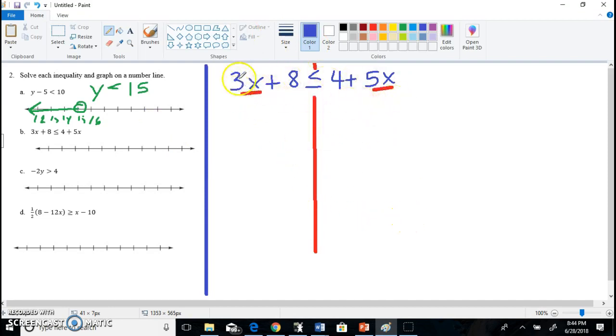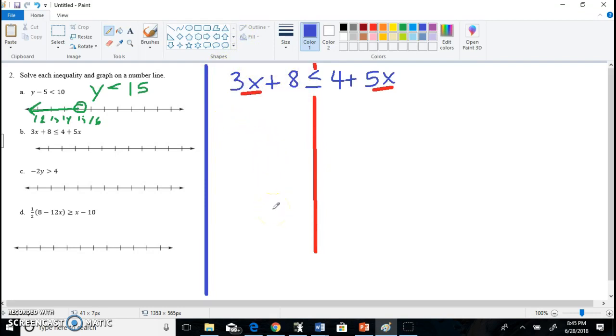Now, you can't add them together like this, 3x plus 5x, because they're on separate sides. We need to get them on both sides. So you have two choices here. You can undo adding the 3x, or you can undo adding the 5x. I usually undo the smaller of the two. If we were adding, I usually subtract, get rid of the smaller number.